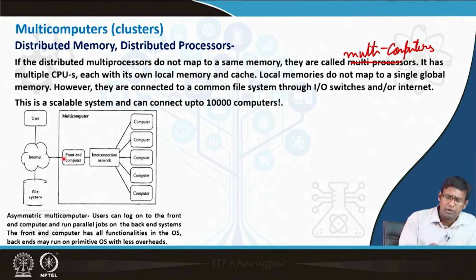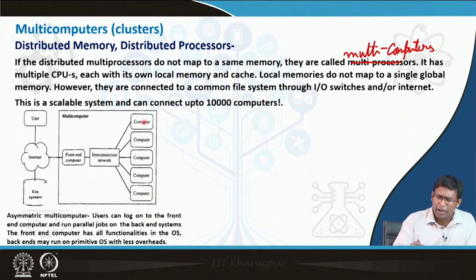The front-end computer only needs to talk to the internet and the user, therefore it has an updated operating system with all the functionalities. The back-ends are only designed to run some of the parallel applications which are launched by the front-end computer to them. So they have a primitive operating system. They do not even need to have graphics support. They are only supposed to do some of the arithmetic and logical operations as instructed by the front-end computer.